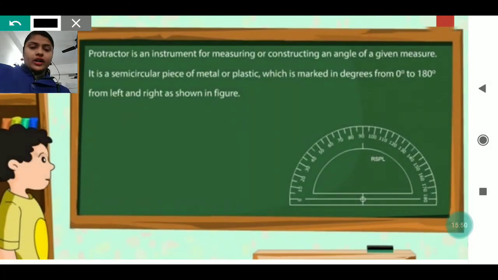This one is very important. See what is written: protractor. This is the figure of the protractor which I have drawn here on the board. You can see a protractor is an instrument for measuring or constructing an angle of given measure.